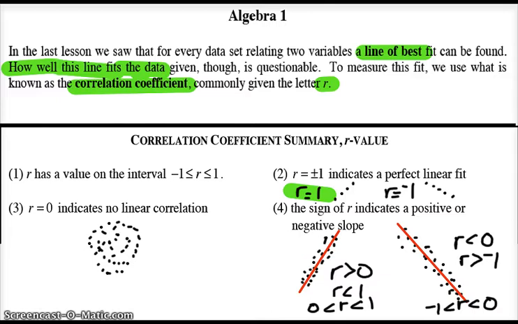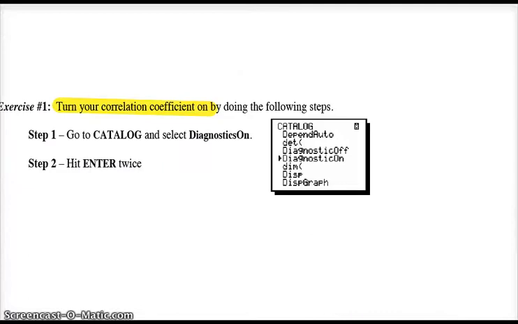Okay, so that's a lot of talking. That's R equals 0, remember that, and we can highlight those pieces. Okay, so what are we going to do with this? Well, the way you find the correlation coefficient is it's in the calculator. So we need to go through these steps. So you're going to turn on your correlation coefficient by doing the following steps.